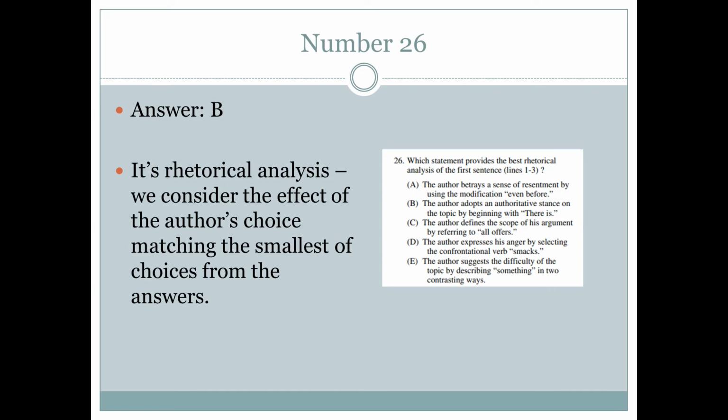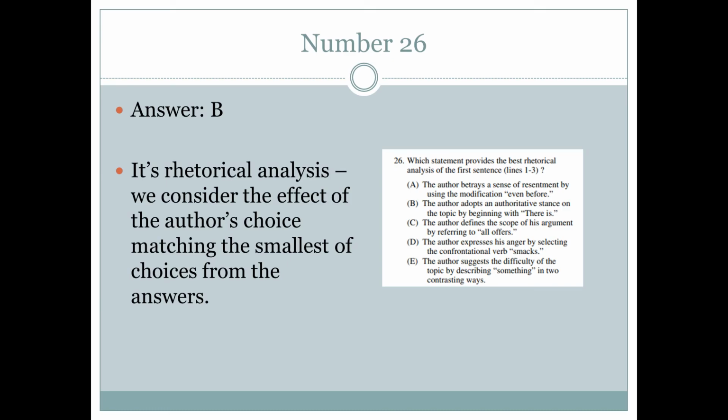So here are the answers. For number 26, you're looking at B. Question: which statement provides the best rhetorical analysis of the first sentence? So in this case, you're doing a rhetorical analysis. You're thinking about how the author begins the entire piece altogether. With rhetorical analysis, we consider the effect of the author's choice.